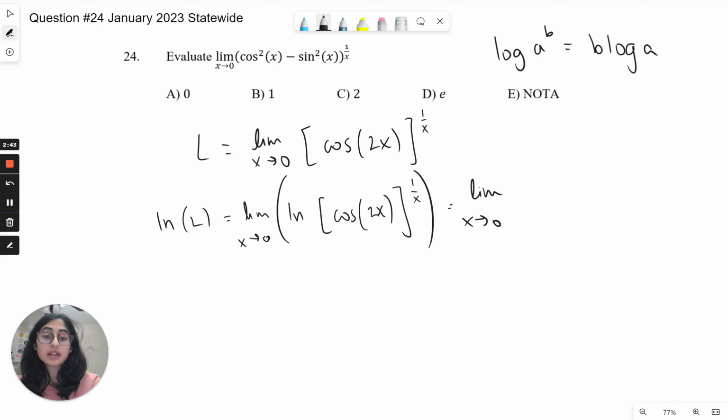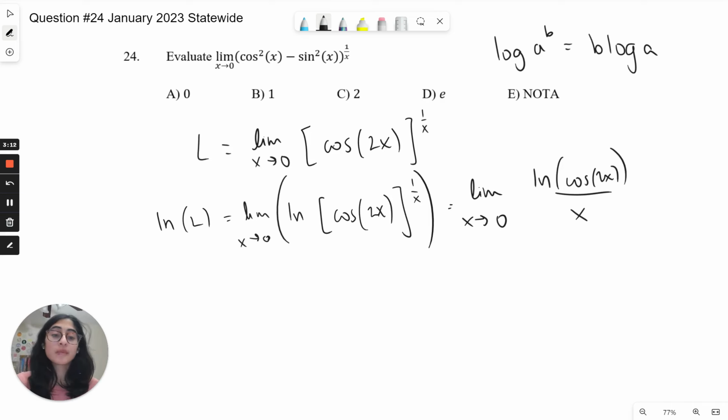But I'm going to write that a little differently. I'm going to write it as the natural log of cosine of 2x over x. It's the same thing though. So now what? Hopefully it works, right? Well, we plug in x, on the numerator we get the natural log of cosine of 0, which is the natural log of 1, which is 0. On the bottom, we also get 0.